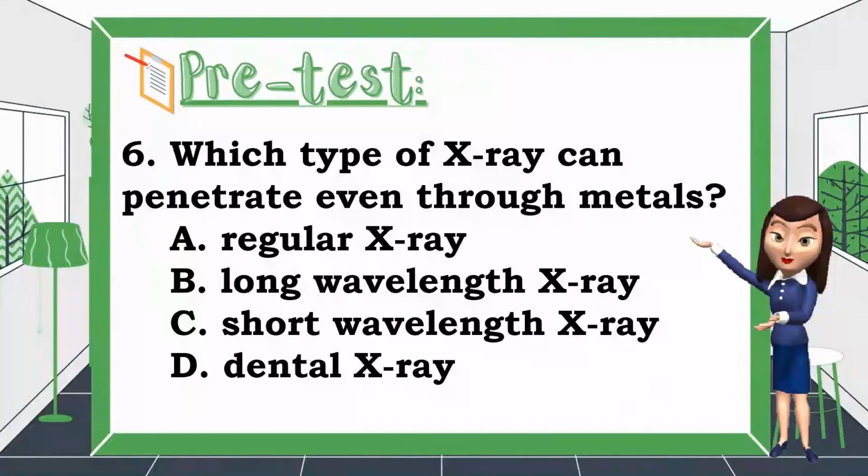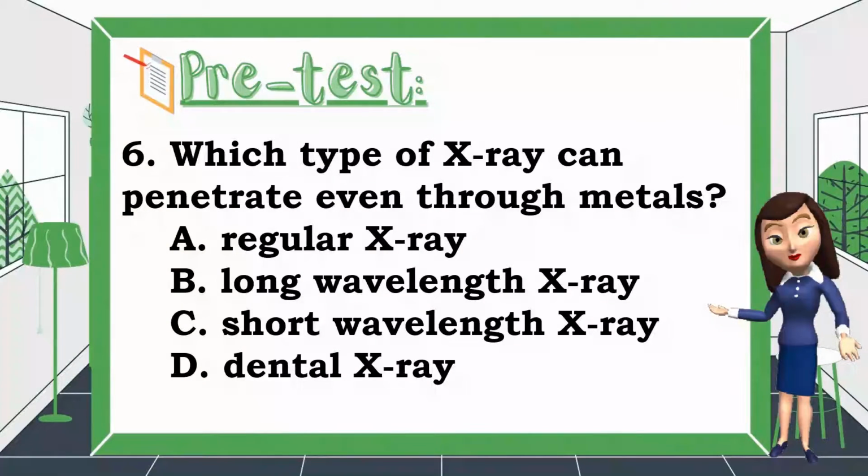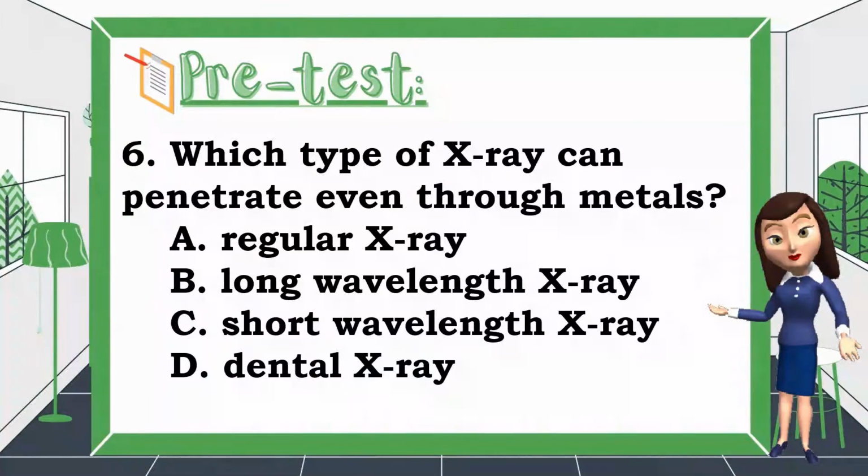6. Which type of X-ray can penetrate even through metals? A. Regular X-ray. B. Long wavelength X-ray. C. Short wavelength X-ray. D. Dental X-ray.